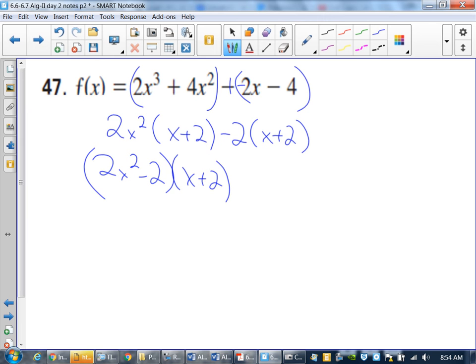What can I do here? Take out the GCF. Since I'm finding zeros, does that constant value of 2 matter? Nope.